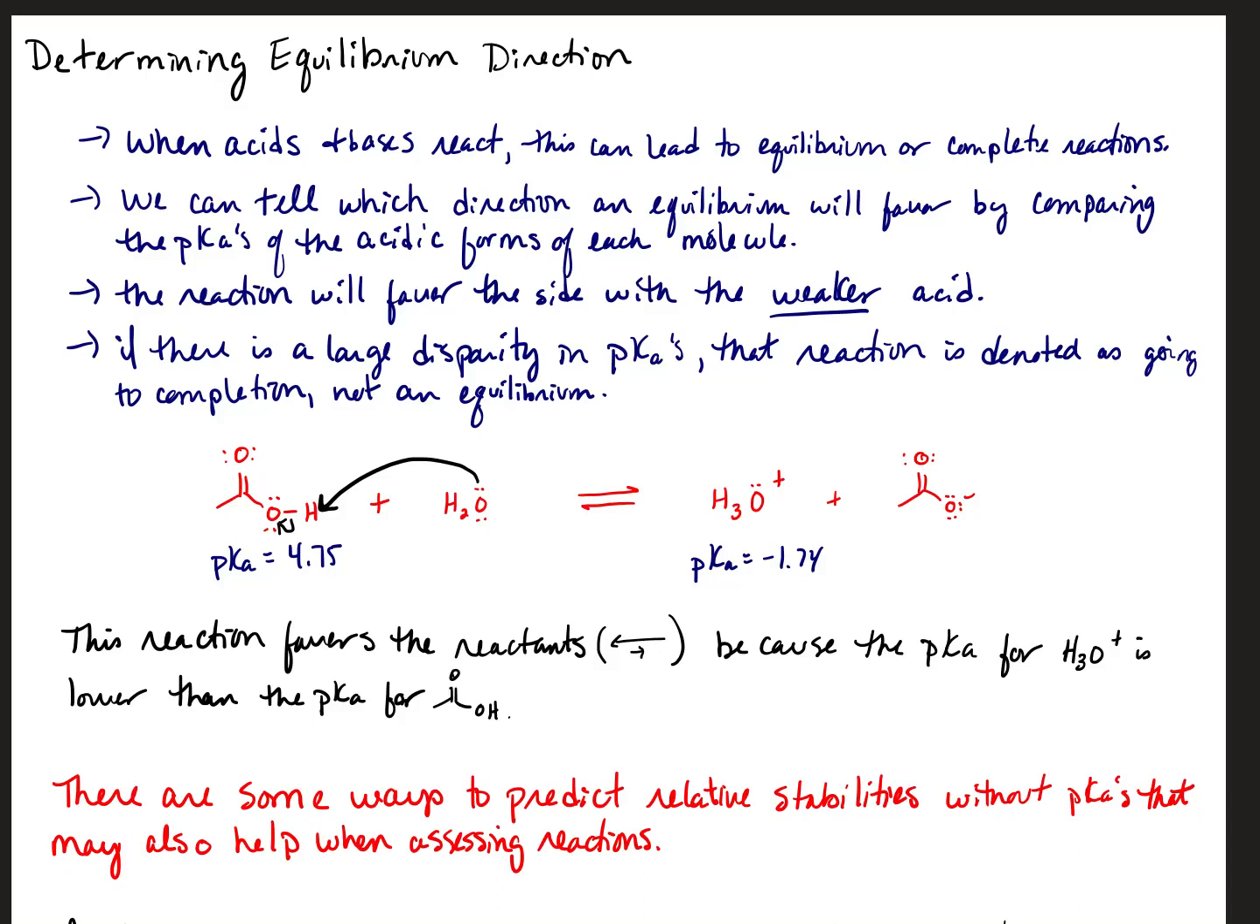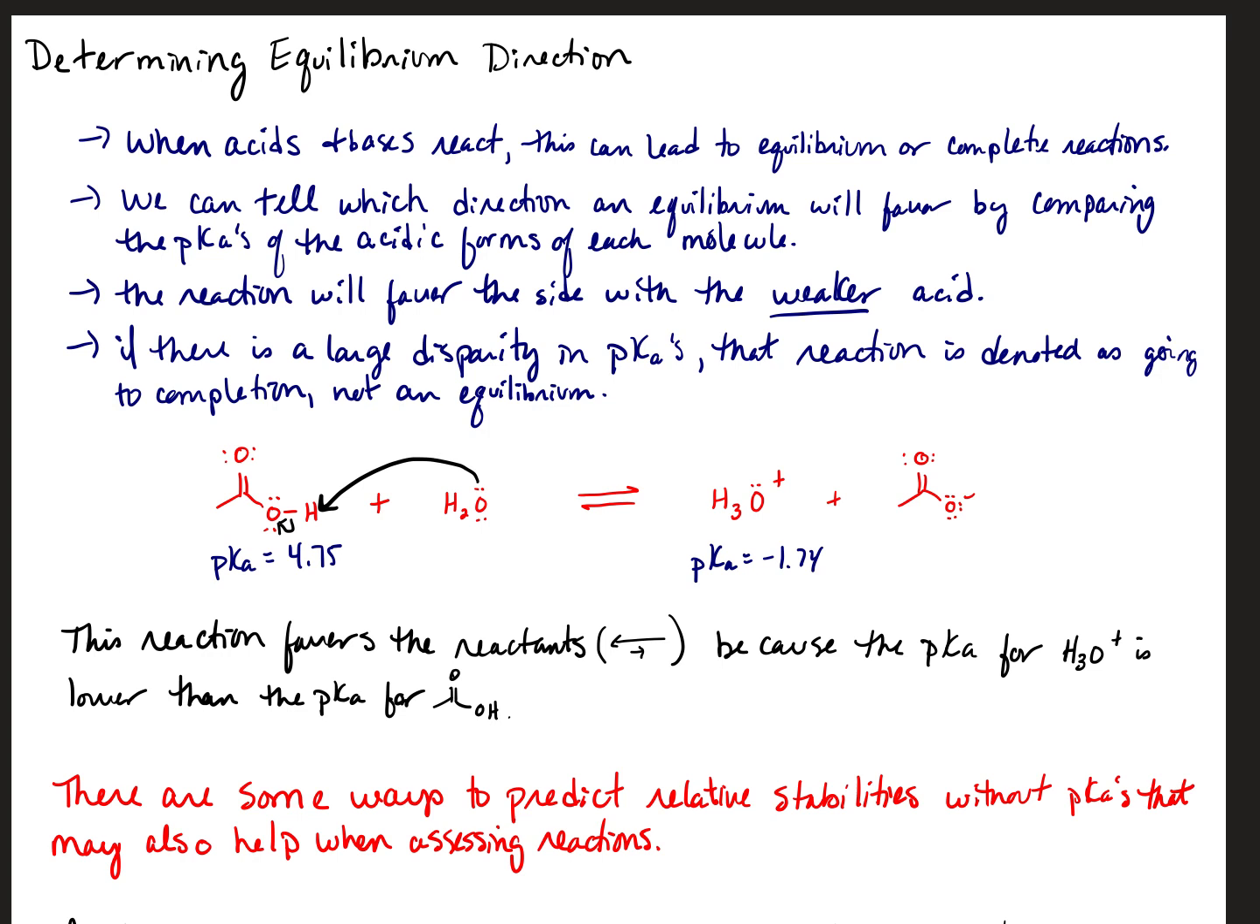So now we want to look at how to determine which side of a reaction will be favored in an equilibrium when you're reacting an acid and a base together. To do this, we need to be able to compare apples to apples. So we need to compare the acids from each side of the equilibrium and compare those pKa's. Or we'll look at how to do that without pKa's in just a minute.